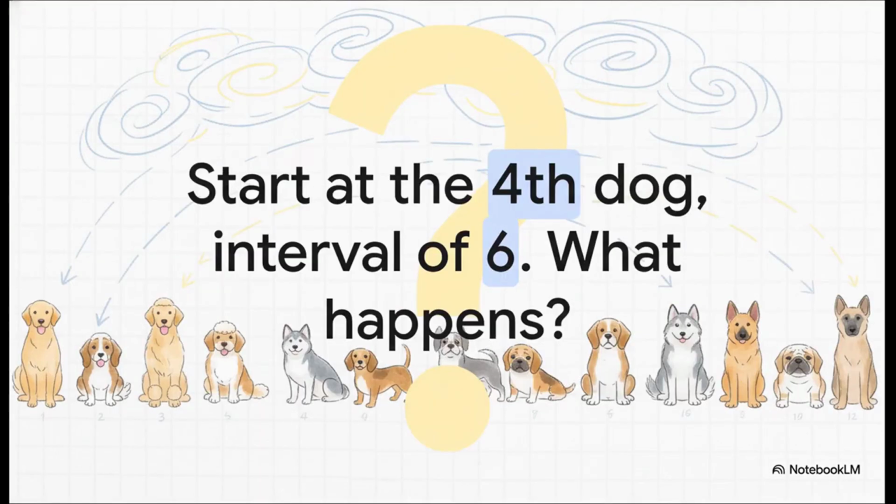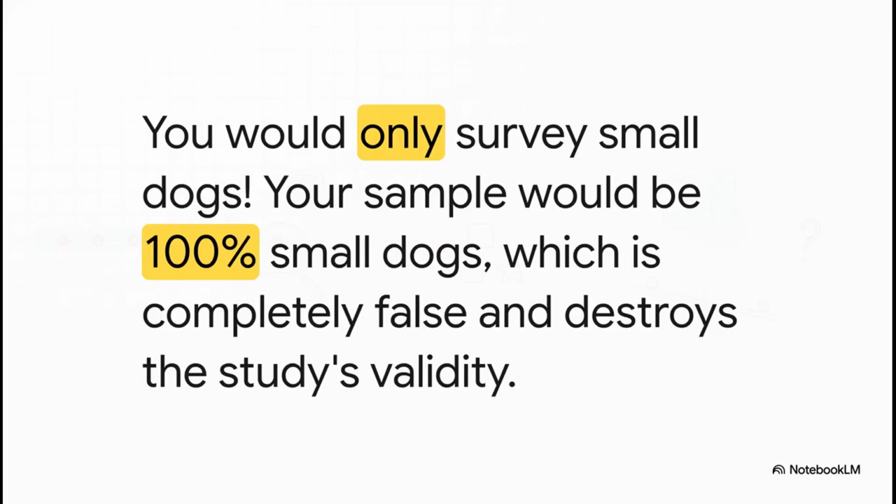So just think about this for a second. We're following the rules of systematic sampling. We pick a random starting point. Let's say it's number 4, which is an even number. And we choose our interval. Let's say we're going to pick every 6 dogs. What kind of dogs are we going to end up surveying here? You'd only survey small dogs. You'd pick dog number 4, then number 10, then number 16, all of them even numbers. Your sample would tell you that the entire population is 100% small dogs, which is completely false. And this little example just brilliantly shows how a hidden pattern can totally destroy the validity of your research.